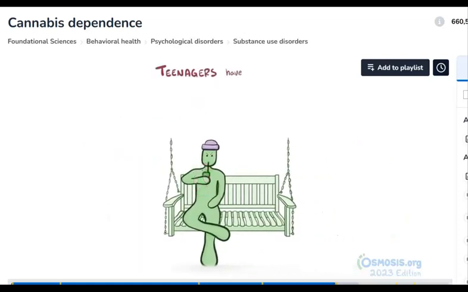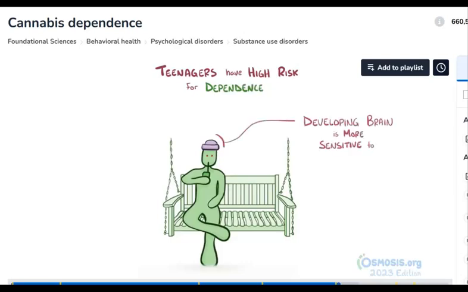Teenagers have a particularly high risk of developing cannabis dependence because the developing brain's reward centers are more sensitive to the rewarding effects of cannabis. Remember, neurons that fire together wire together. People who use cannabis heavily from a young age will end up with different reward pathways than those who don't.